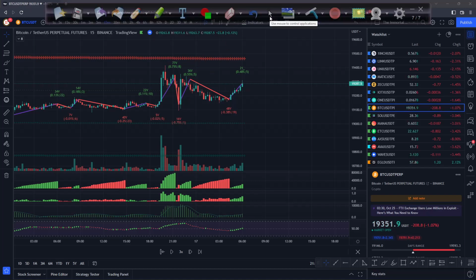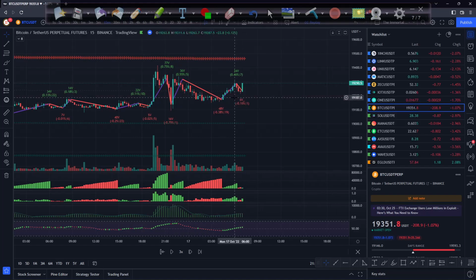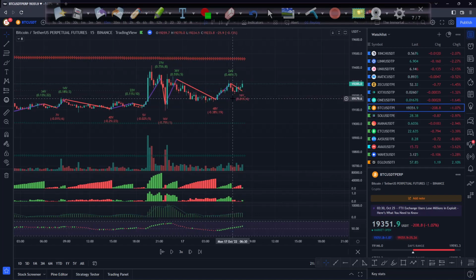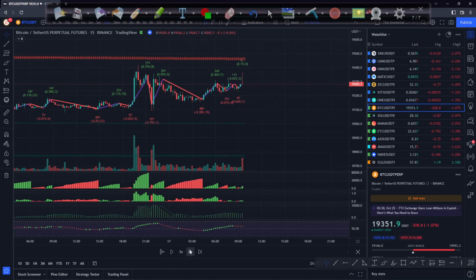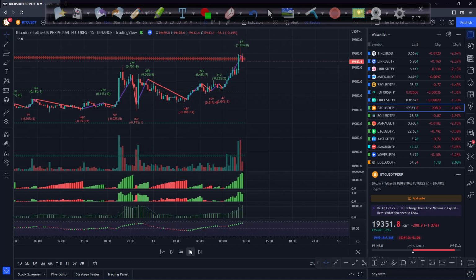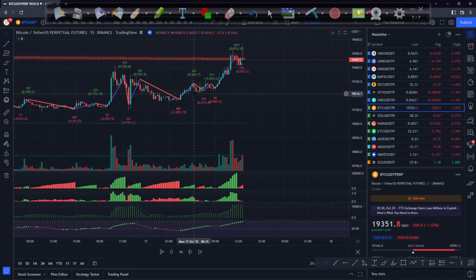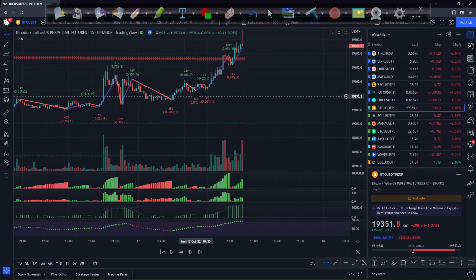But here we could have entered on value area, so let's see how it goes. Yeah, let's enter long there and see. We'll put a stop loss below this level, below this low. So we went up, and this is our target there. So we hit our target there.